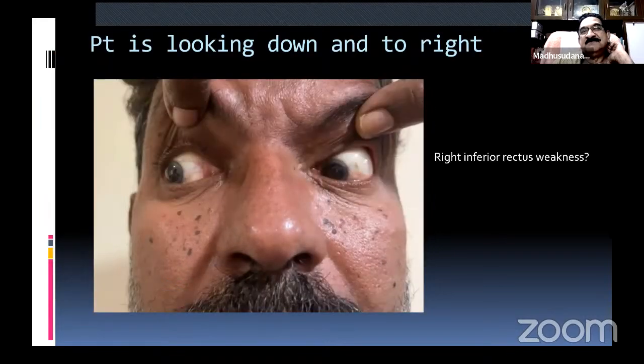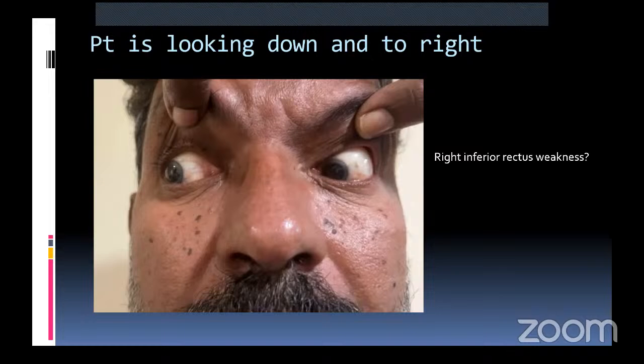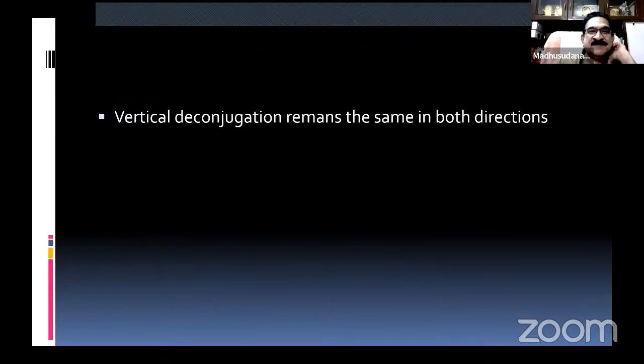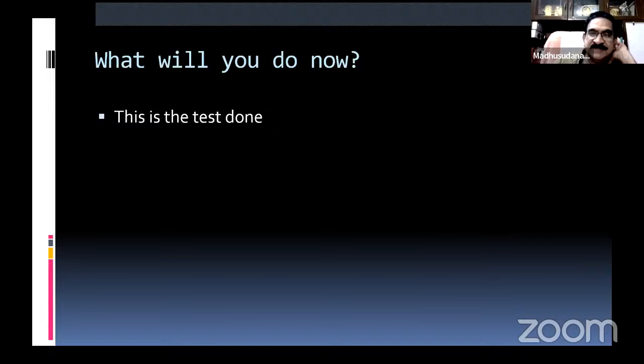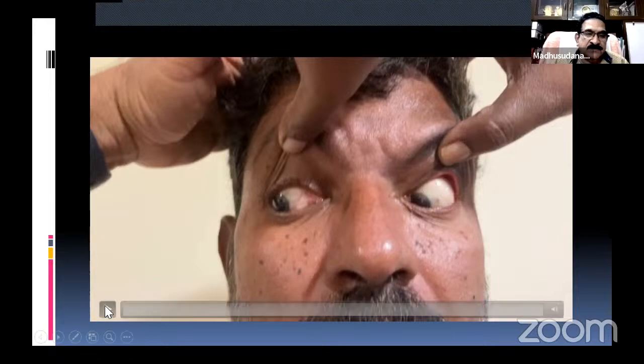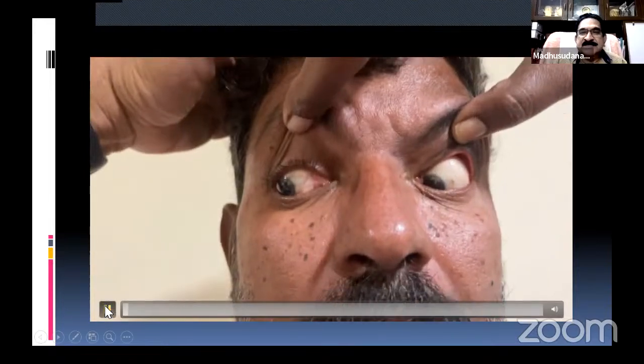So what should I do now? Head tilt. Correct, perfect, head tilt test. So vertical disconjugation remains the same in both directions. So this is the test. What is the name of the test? Bielschowsky's head rotation test. So closely watch what I have done now. See? And ask him to say whether the diplopia is maximum.